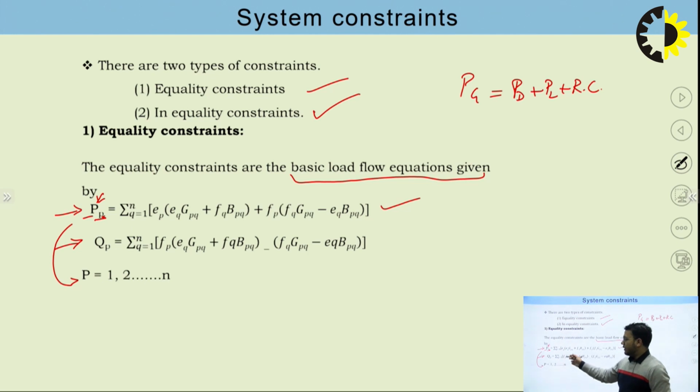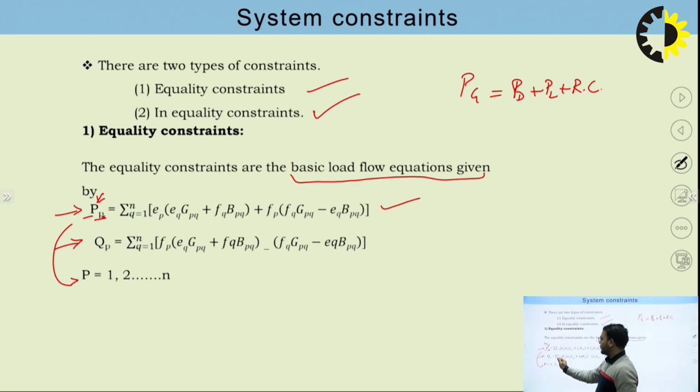So let us say we are having n number of generators over here. This is for the first generator, and for Q equals 1 to N, we can say that the total real power generated over here can be represented by this equation.